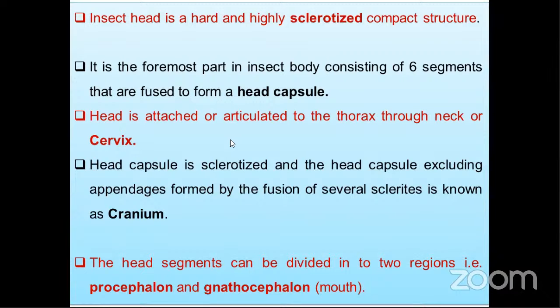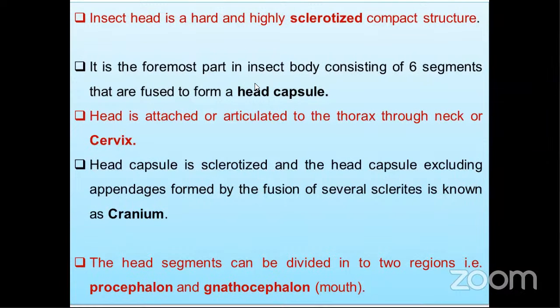In between the head and thorax region, the neck region is there. You can imagine our body: first the head, followed by the neck. The neck we can also call the cervix, and it is followed by the thorax region. Like that only you can imagine our body.